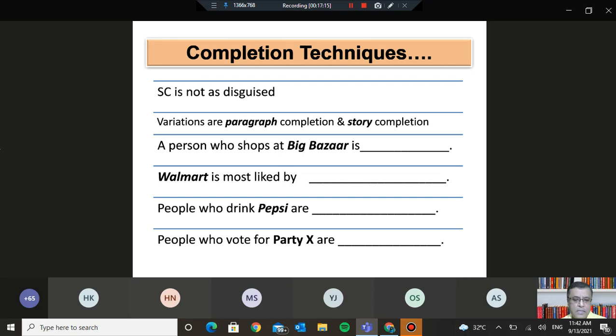So we have discussed word association, we have discussed sentence completion techniques, and before I proceed further, I will take questions. Yes, please, if you have any questions up to this point, please ask.